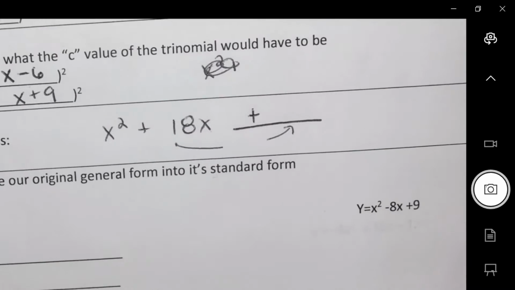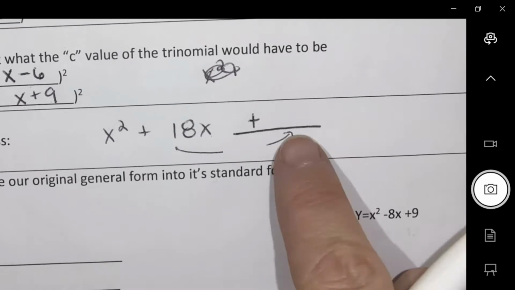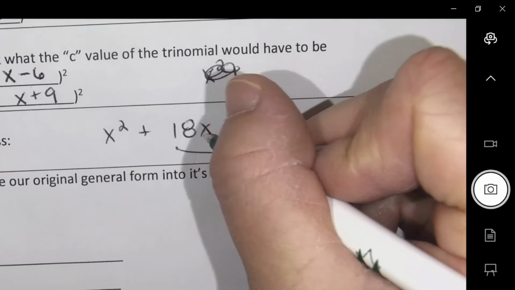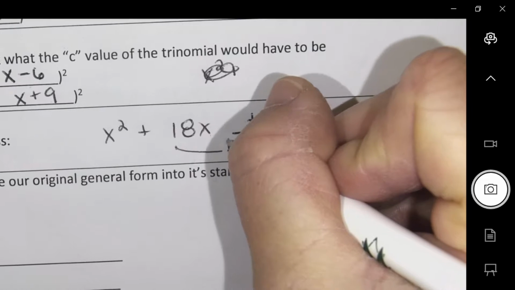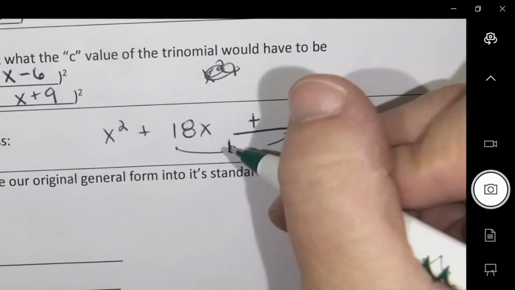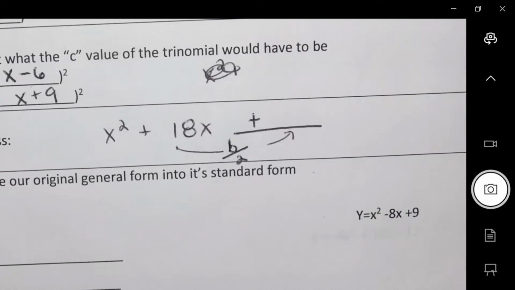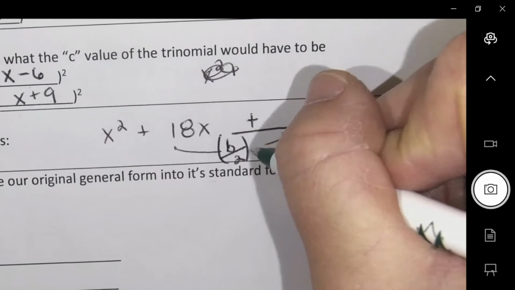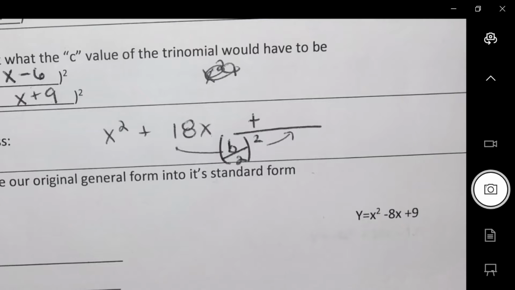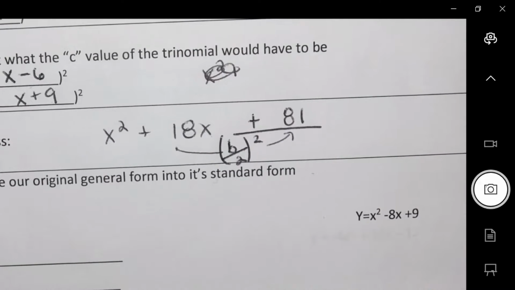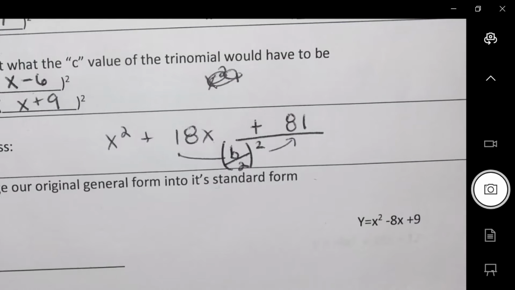Okay, can I write a process rule here? So what did I do to get this 81? We took the B number, which was 18, then we cut it in half, which was what we got as a 9. We halved it, and then we squared it. Okay? Does that make sense?